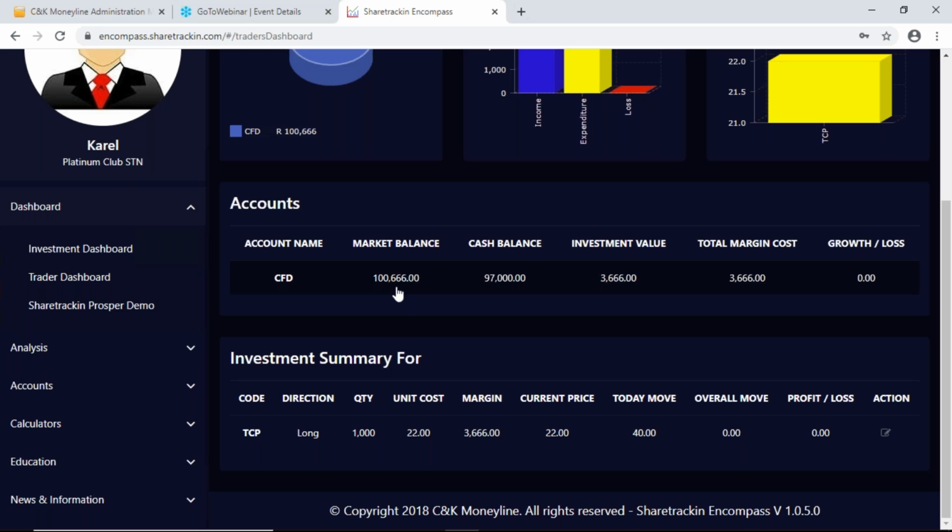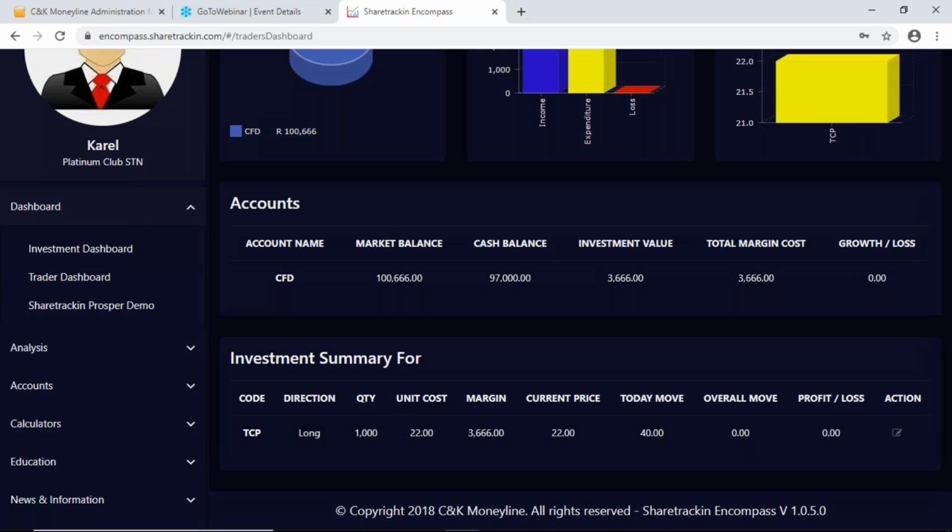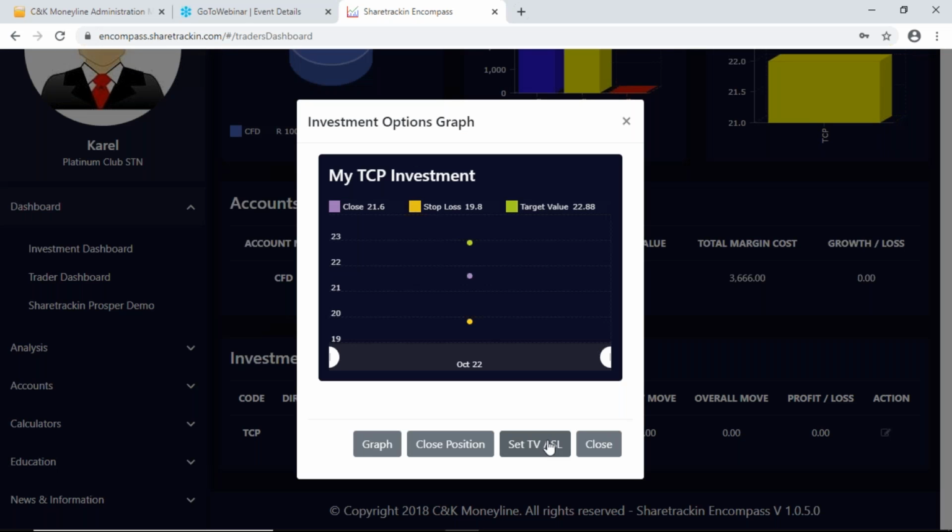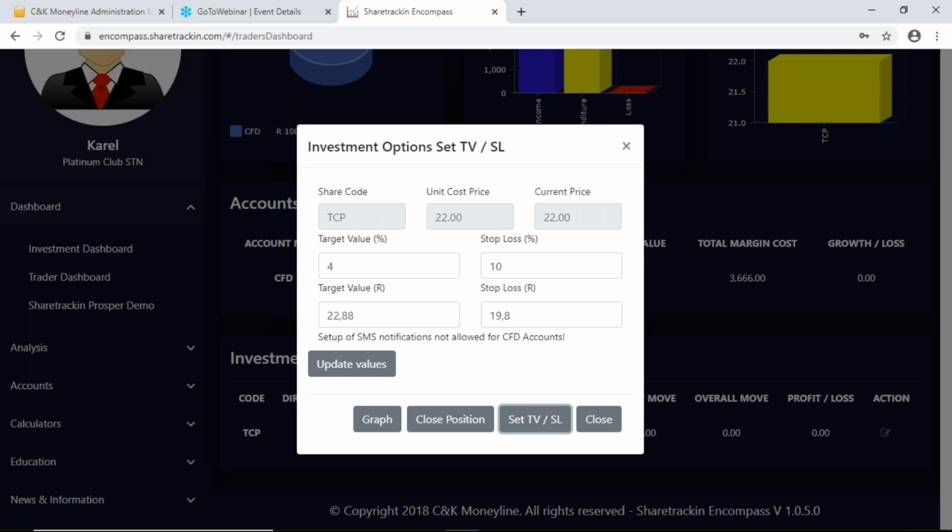Now I want to set up a stop loss. That's the last thing. I would go action. And then I would go set target value, stop loss. TV stands for target value. SL stands for stop loss. I click on that. This one is quite simple to understand. And then it tells you here, set up of SMS notifications not allowed for CFD's account.